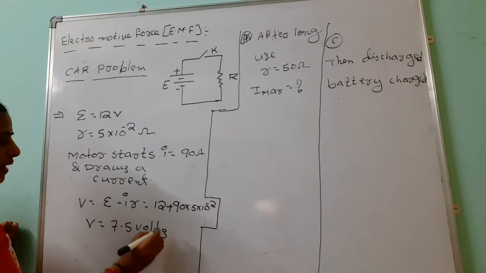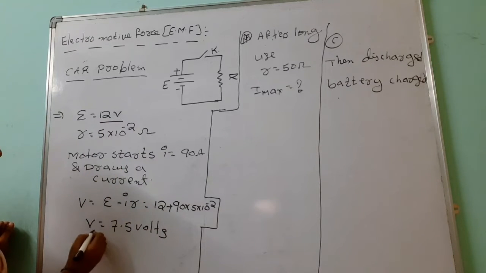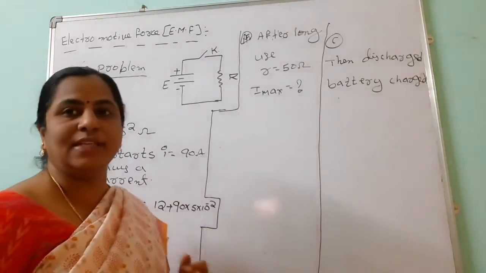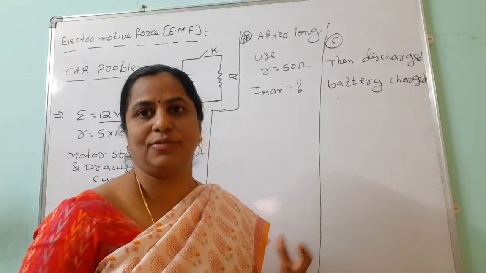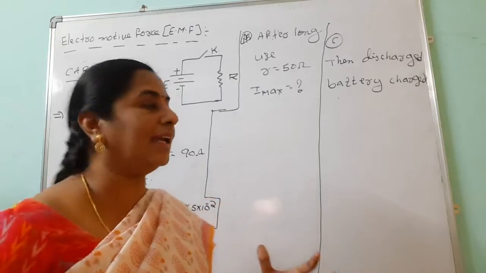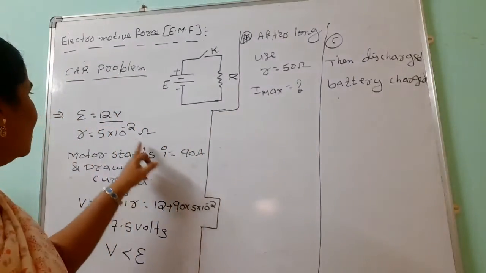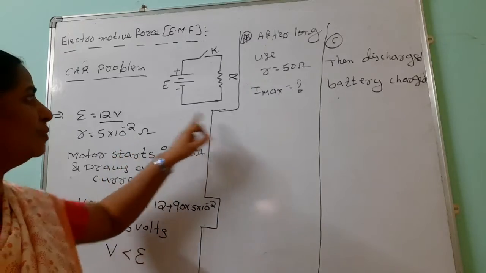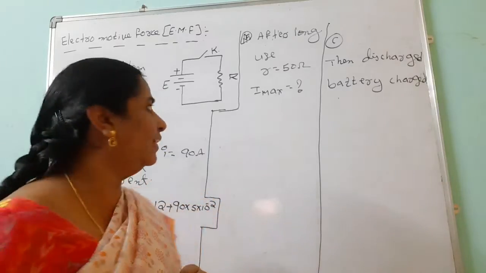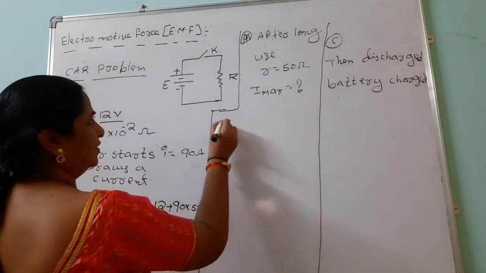Now you see clearly, the electromotive force is 12 volts and the potential difference is 7.5 volts. So practically, in the discharging condition, the potential difference is less than the electromotive force. Continuing this problem, suppose we run the car for 12, 24, 48 hours continuously. Then the internal resistance increases from 5 into 10 to the power of minus 2 ohms to 50 ohms. What is the current then? We use the same formula.